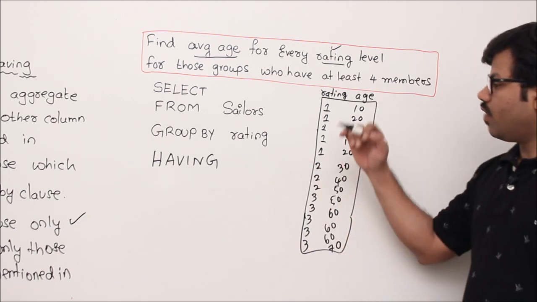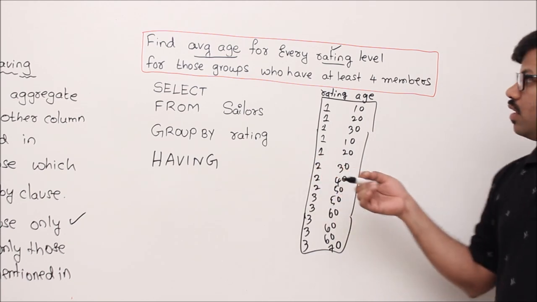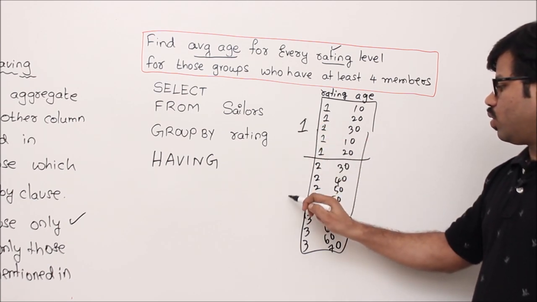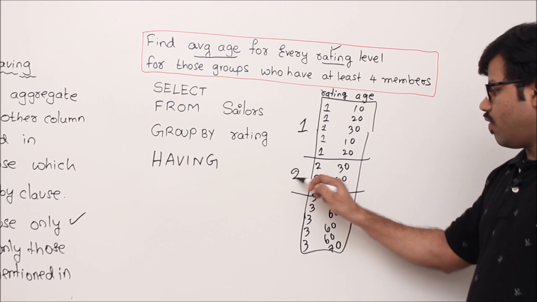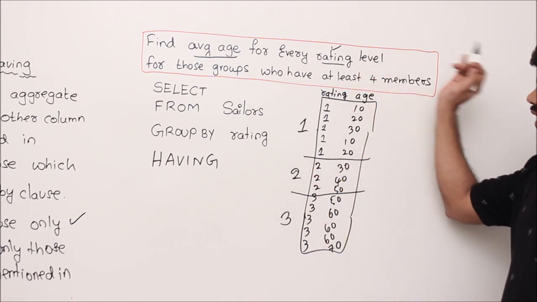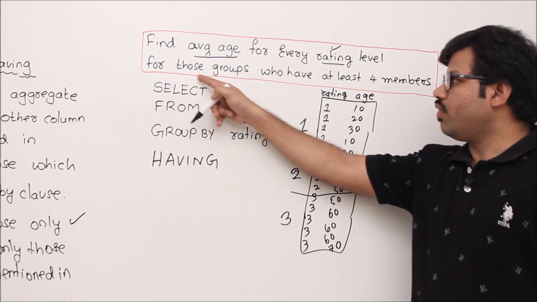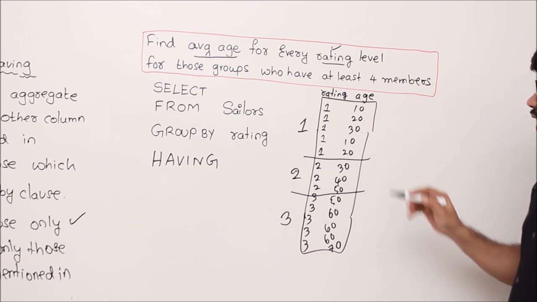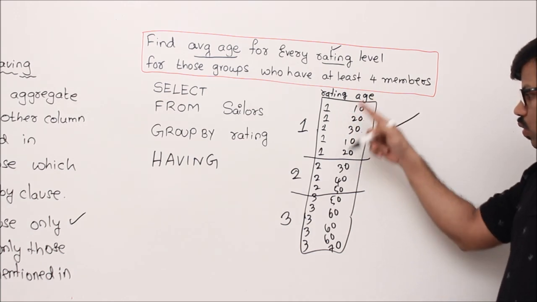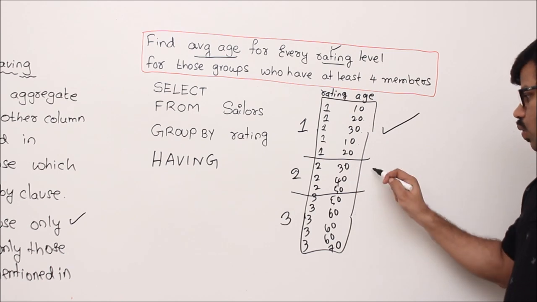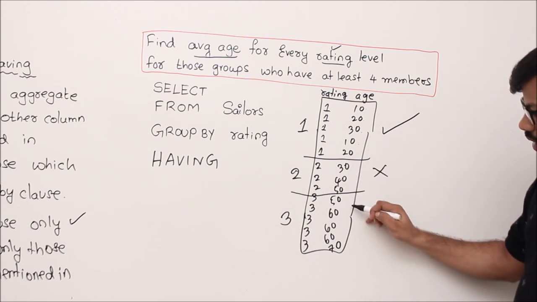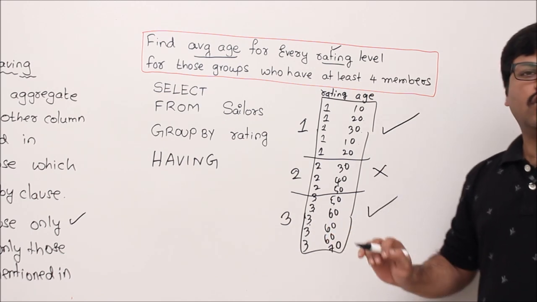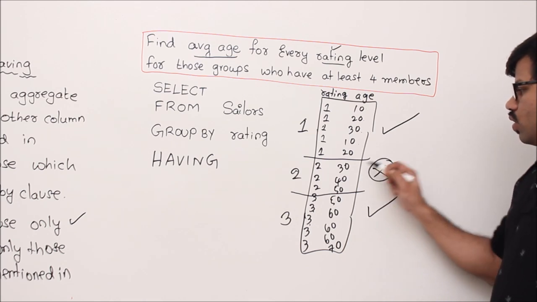Now what is our requirement? I will tell you, and after that we write the query. For every rating level, this is rating number 1, this is rating number 2, and of course we have another, rating 3. For every rating level, compute average age, but only for groups who have at least 4 members. This group has 1, 2, 3, 4, 5 members, right? Then we have to compute the average age for this group. There are only 3 people here, so don't compute anything here. And in rating 3, there are more than 4 people, so we have to compute here also. That is my requirement. Finally, we have to discard this group.